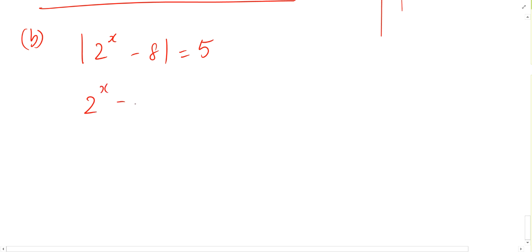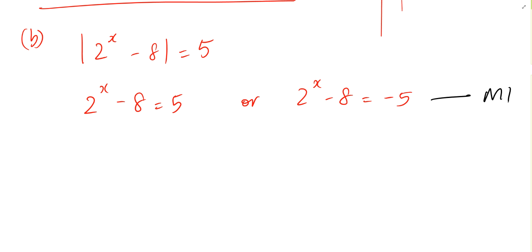So 2 power x minus 8 equals to 5, or 2 power x minus 8 equals to negative 5. You know what? You get 1 mark for writing this. Good deal, right? Don't even need to think. Make x the subject. Here we have 2 power x equals to 13. Here we have 2 power x equals to 3.